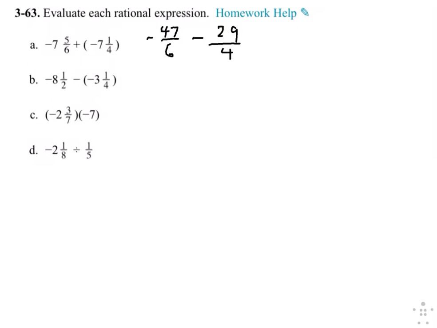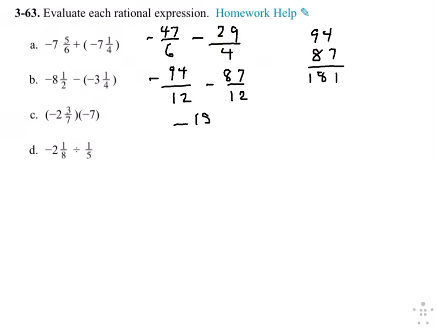And we need a common denominator, so we'll choose 12, right? So we have negative, that's times 2, 94 twelfths, minus times 3, 6, 87 twelfths. So negative 94 and negative 87. Let's just do that off to the side. 94 and 87 is 11. Carry the 1, 18, 181. So negative 181 twelfths is our answer for A.